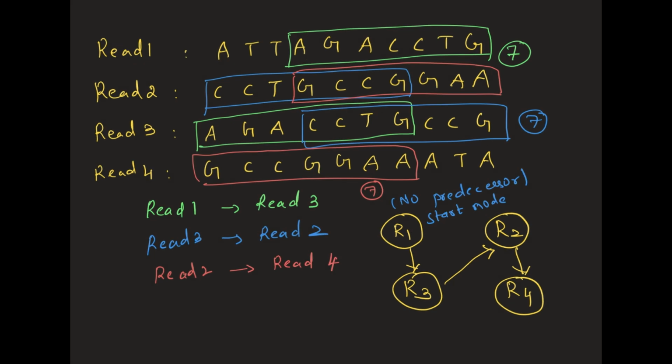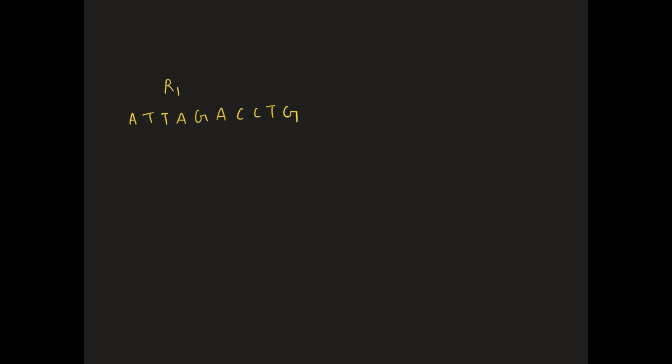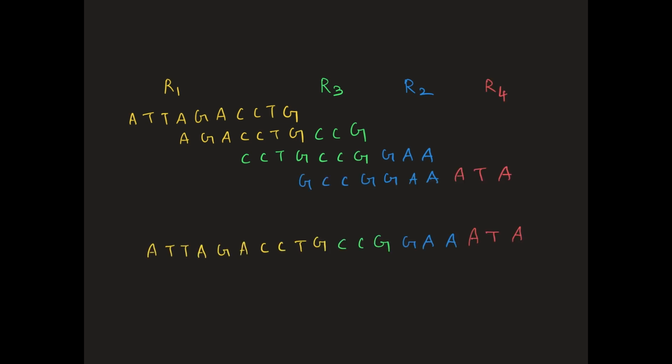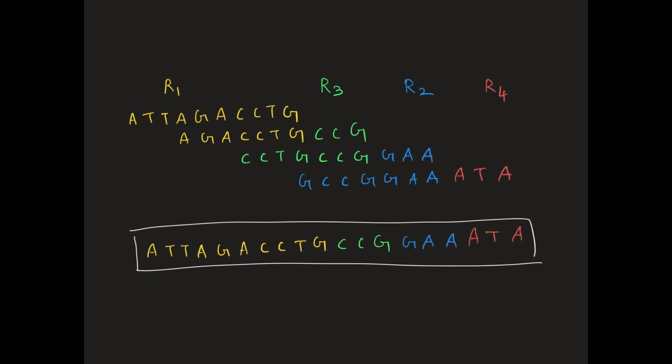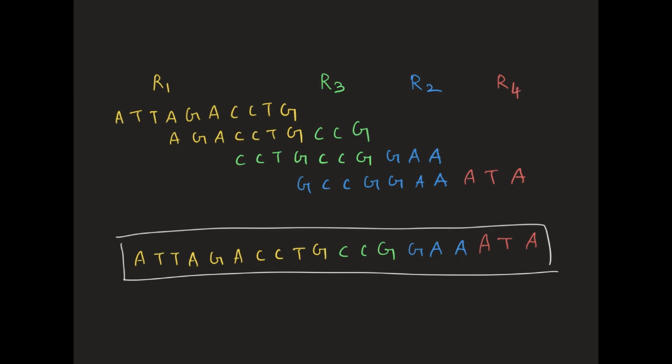Now we merge them step by step. We start with read 1. We add read 3 next. Since they overlap by 7 bases, we don't repeat that shared section. We only append the new part, CCG. Next, we add read 2. We append only GAA. Finally, we add read 4. The overlap is 7 bases, so we append only ATA. The final reconstructed chromosome is this. We just turned 4 separate fragments into a single continuous DNA sequence.